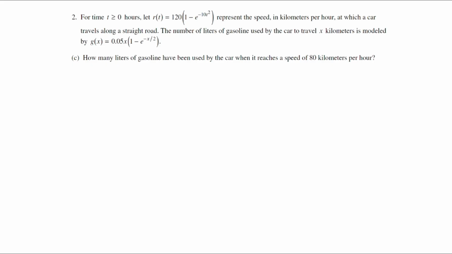In part C, it says how many liters of gas have been used by the car when it reaches 80 kilometers per hour, right? So basically when r of t equals 80. So let's first see when r of t equals 80. And the easiest way to do that is to just graph r of t, or even to graph r of t minus 80 and see when that is equal to 0. So we'll graph r of t minus 80 and see when that equals 0.